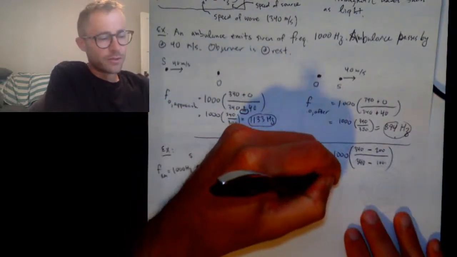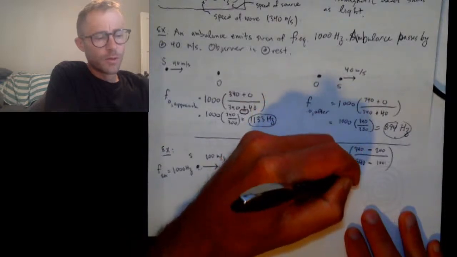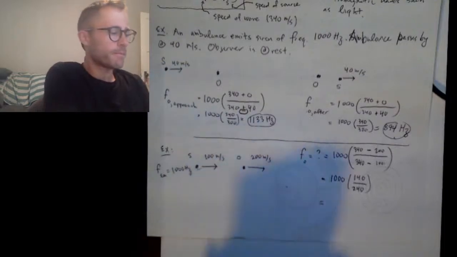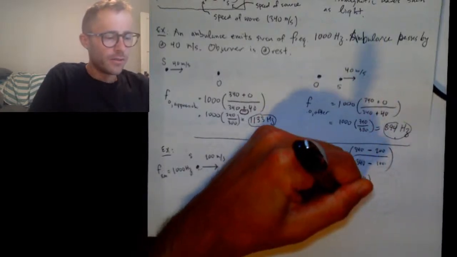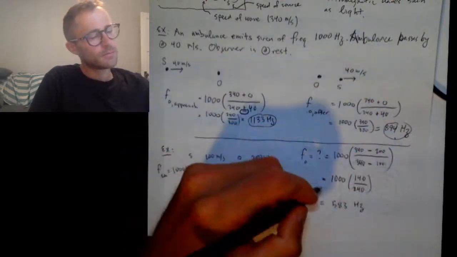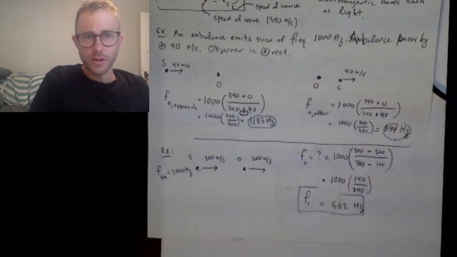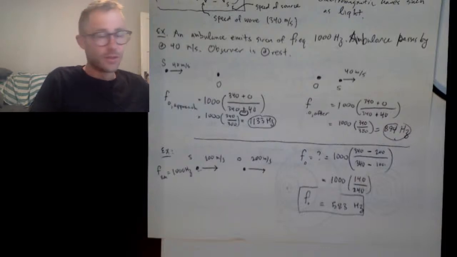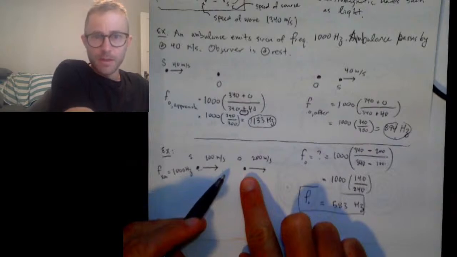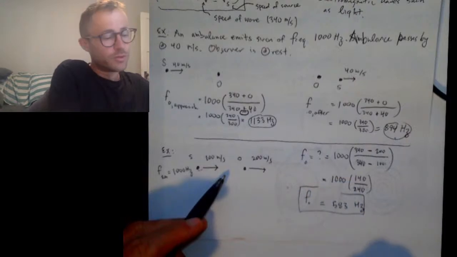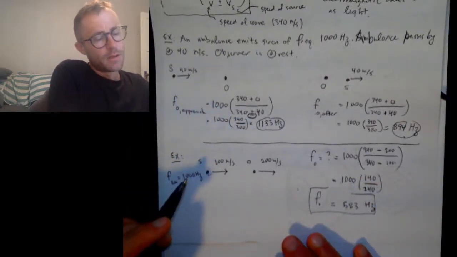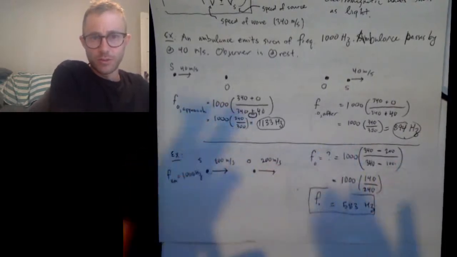So what I'll get is 1,000 times 140 over 240. And that's 583 hertz is the observed frequency. So I hope that makes sense. And it should also make sense with intuition because the source is chasing the observer and they're getting further apart. So the observed frequency should be less than 1,000 because they're getting further apart as time goes on. All right? So how you do that is you look at each one individually and see what its motion is going to accomplish.